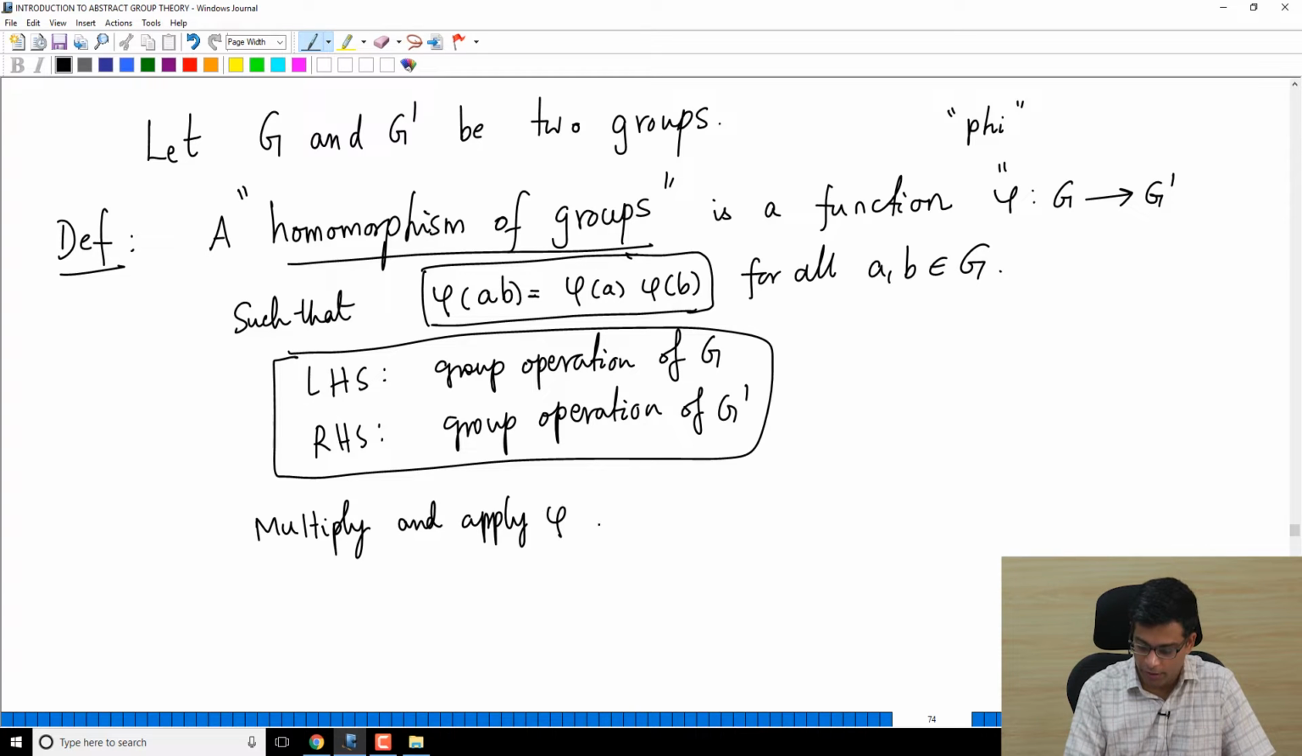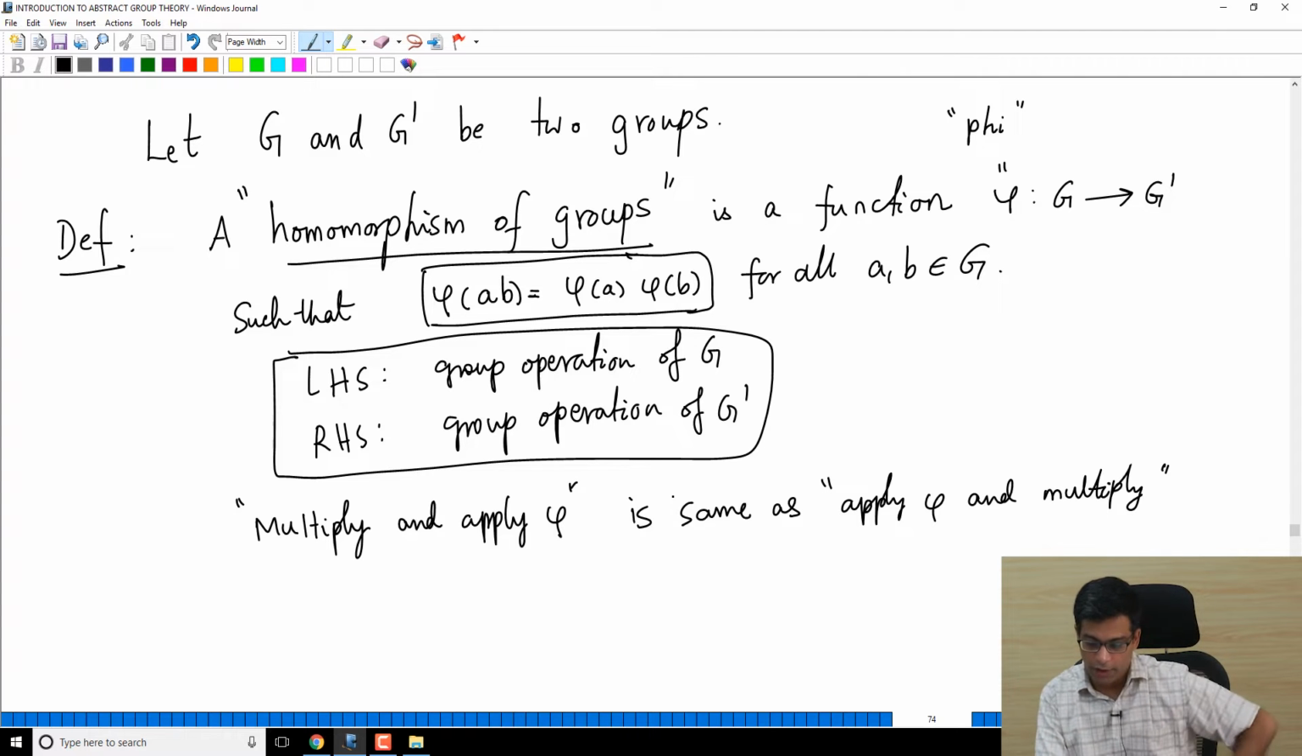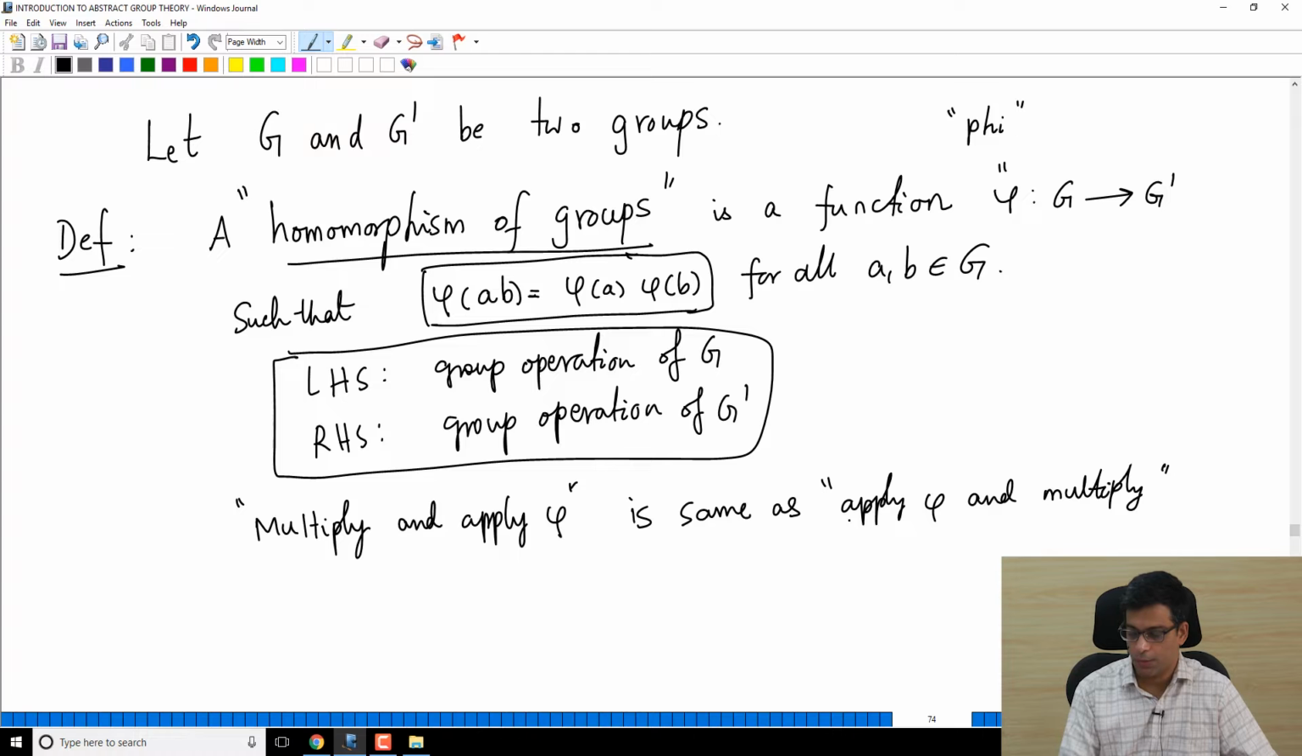So multiply and apply phi, that's what we have done in the left hand side, is the same as apply phi and multiply, which is what we have done on the right hand side. We applied phi first and then multiplied. So we started with A and B, we first multiplied them and then applied phi to get phi of AB. On the right hand side we apply phi first to A and B separately and then multiply. So a group homomorphism is one where these two operations are going to give you the same answer.